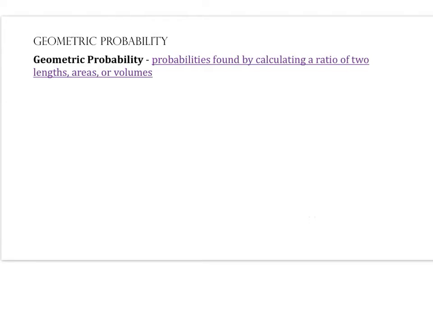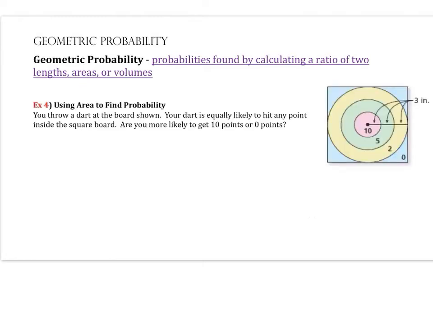All right, let's look at geometric probability, which is the probability found by calculating a ratio of two lengths, areas, or volumes. So let's practice. You throw a dart at the board shown. Your dart is equally likely to hit any point inside the square board. Are you more likely to get 10 points or 0 points? So let's start by determining the probability of the event of our dart hitting 10 points, which is the area of the smallest circle out of the entire board.